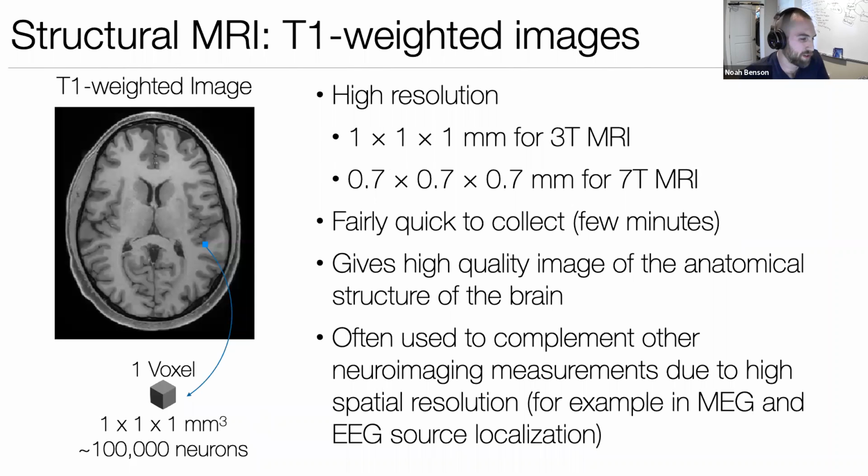So for all these reasons, our best friend in studying brain structures is the T1 weighted image. T1 weighted images are very high resolution. In 3T scanners, you can usually get voxels that are about 1 cubic millimeter in size, although they can be even smaller with 7T scanners. T1 weighted images can be collected very quickly, usually just a few minutes, and as you can see, they give us very good data about brain structure.